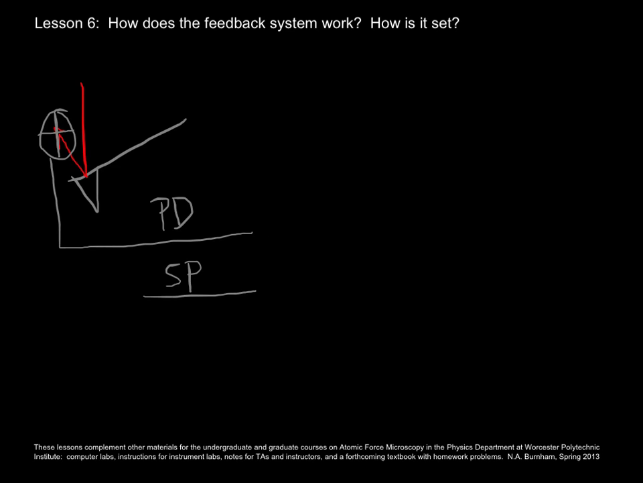So from the photodiode, we get a signal representing the force acting on the cantilever between the tip and the sample, and we subtract that signal from a set point voltage. The set point voltage corresponds to the force that we want to hold constant as we're taking a constant force image. When we subtract those two signals, we get what is called the error signal. The error signal is 0 when the photodiode signal equals the set point signal.